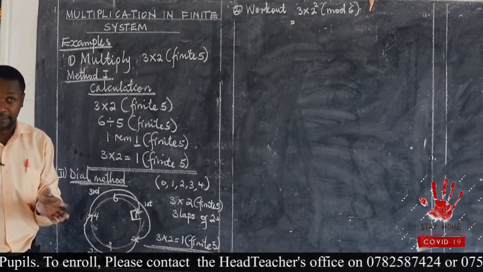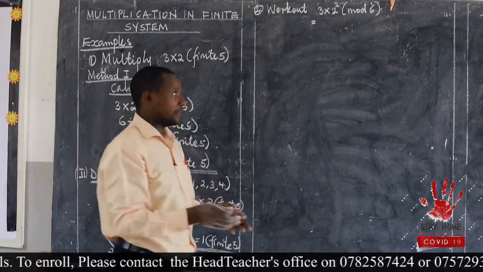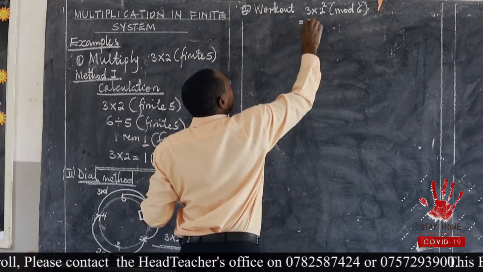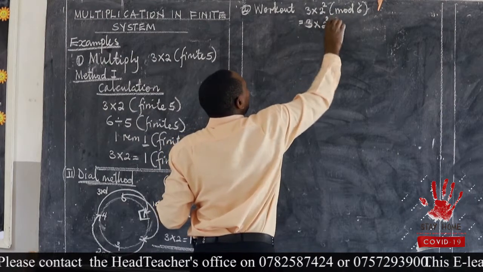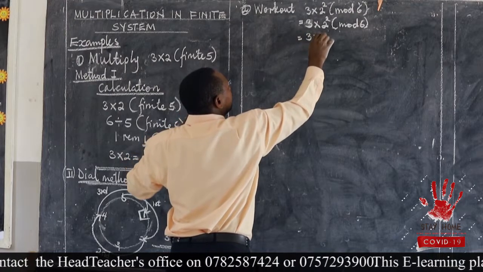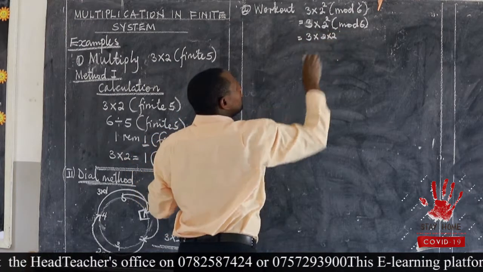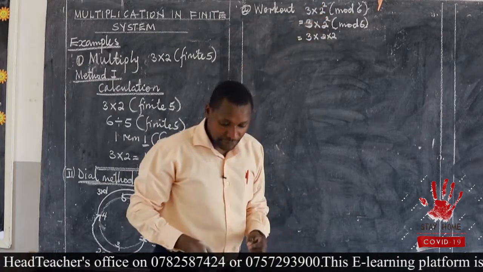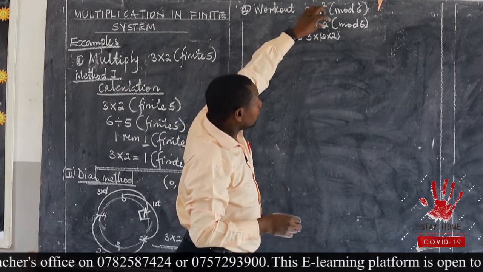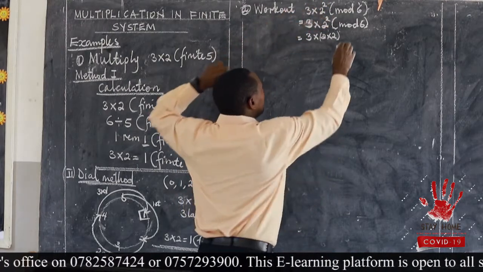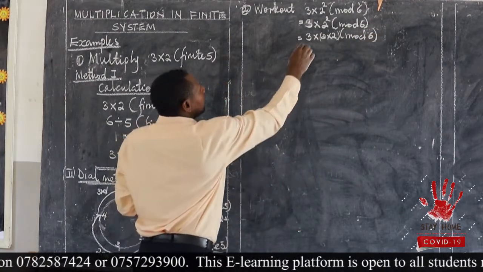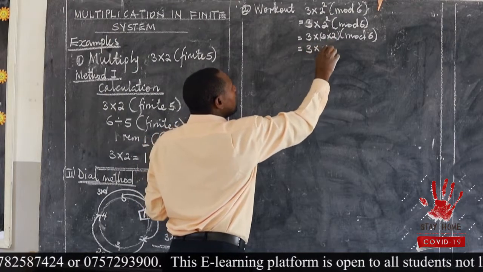Calculation first, dial next. So if I take 3 times 2 squared, mod 6, this is the same as 3 times 2 times 2. 2 squared means 2 times 2. And you can leave this one because this is an independent number, though it is squared. Mod 6. And now, this still takes you 3 times 4.